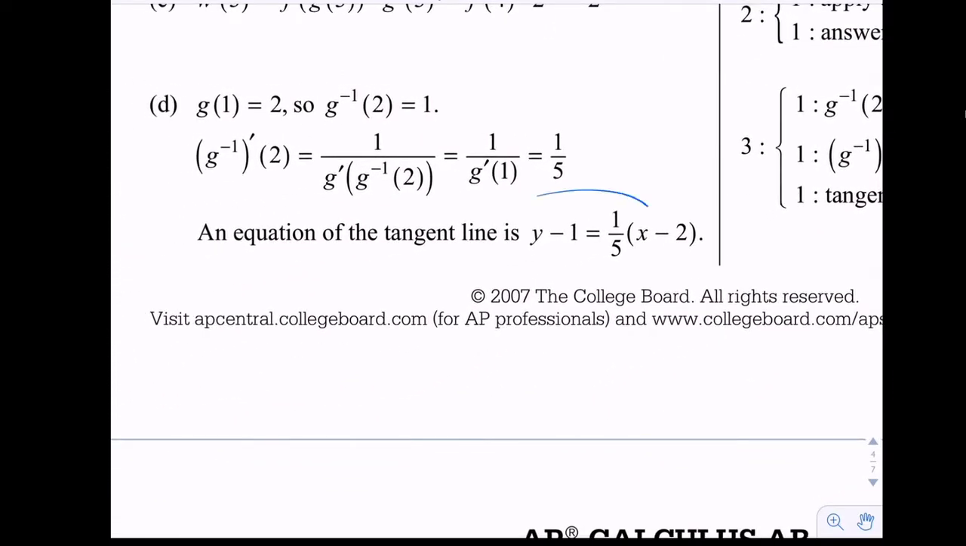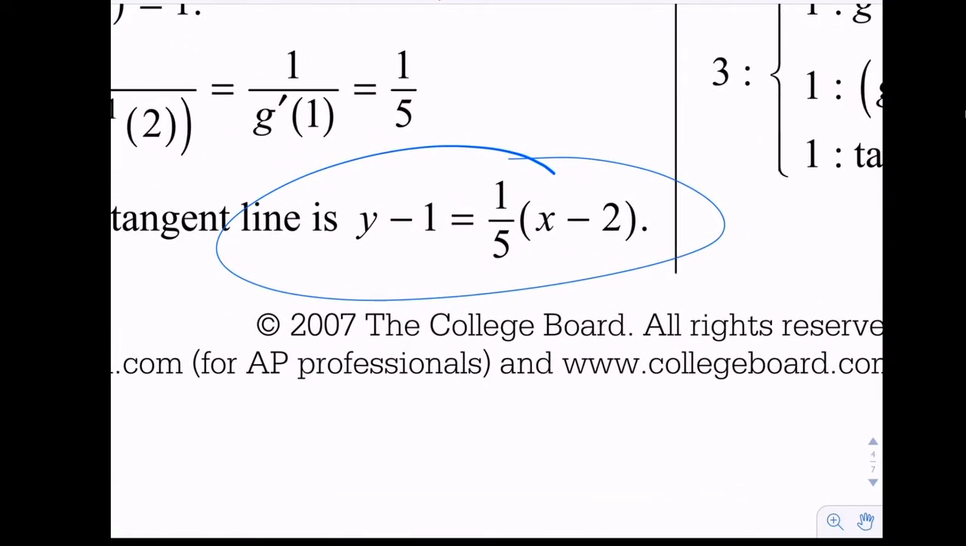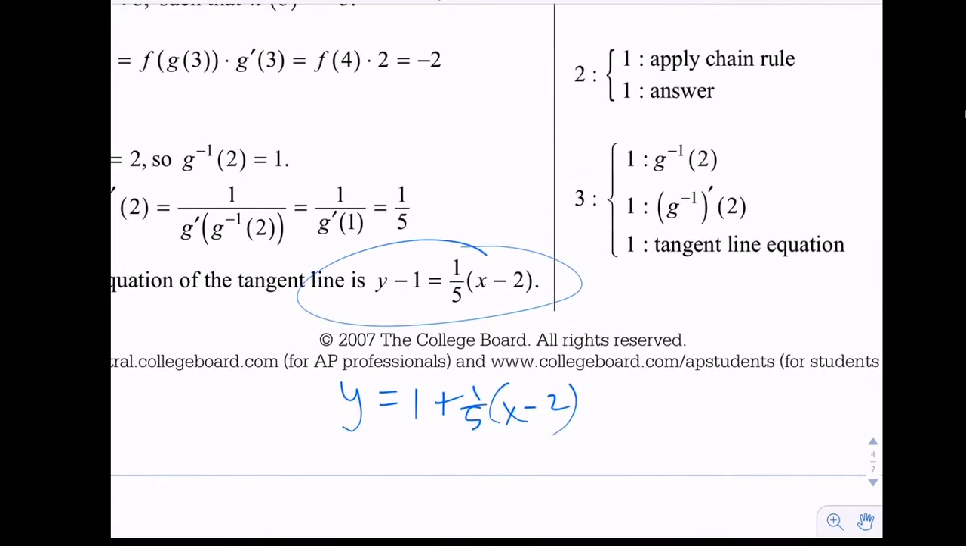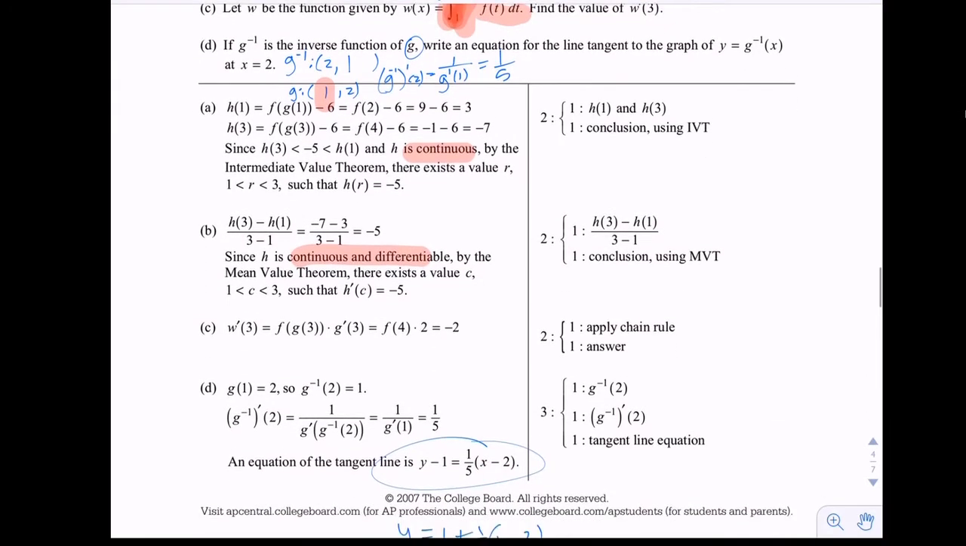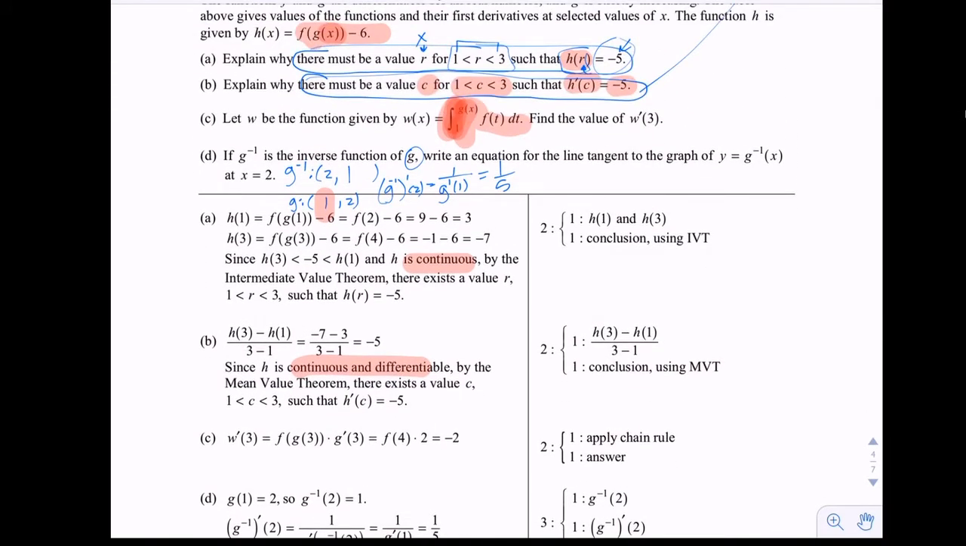Oh, we didn't write the equation of the tangent line because we got excited. But how easy is that going to be? That's going to be super easy. Just drop it in the Taylor form. They have point slope form. We would use Taylor form. Y equals 1 plus 1/5 times x minus 2. Okay, now we got all 3 points. Pretty awesome, huh? So how many points are we getting on this one? 4 plus 2 is 6 plus 2 is 7. So we got 7 out of the 9 points.